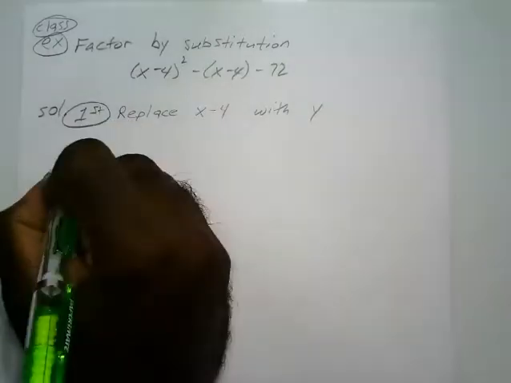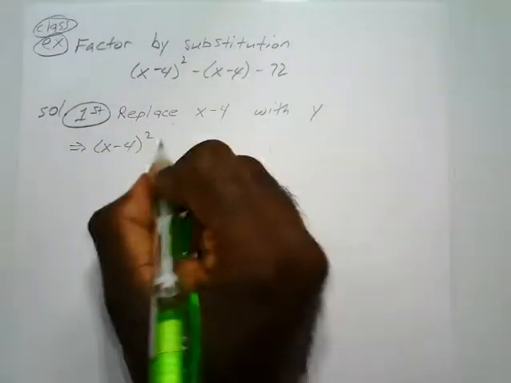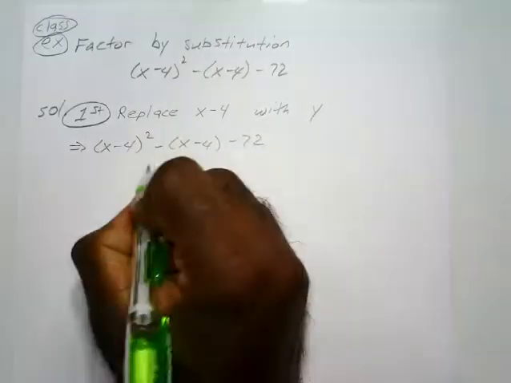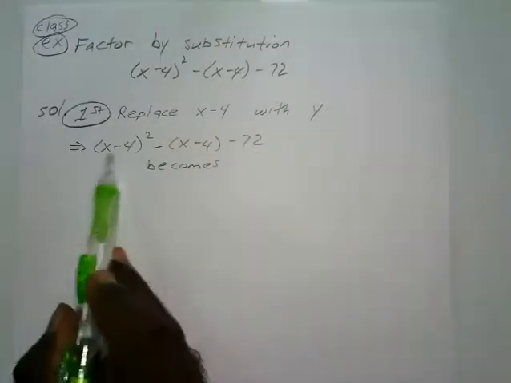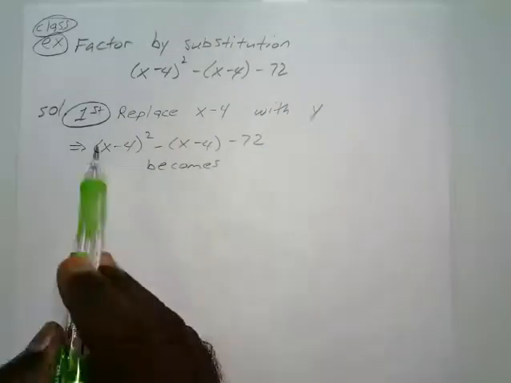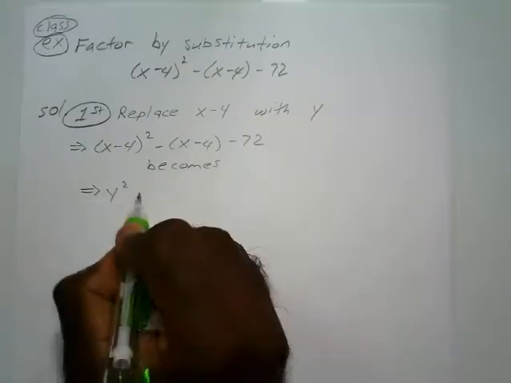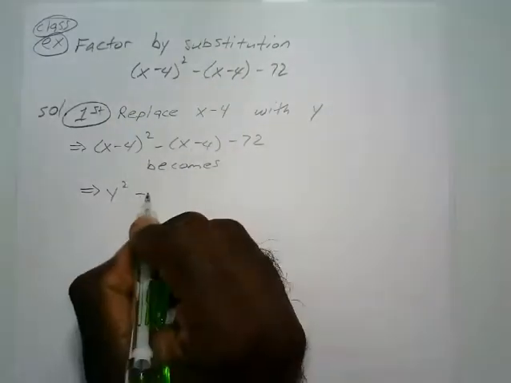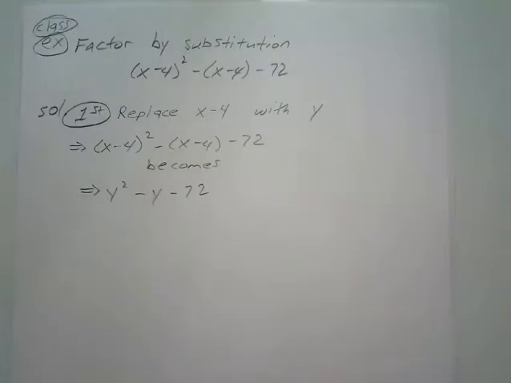Alright, so that means our x minus 4 squared minus x minus 4 minus 72 becomes, instead of x minus 4 squared, we'll just have y squared. So y squared minus, instead of minus x minus 4, it's just minus y. Minus 72. Okay, so our second step, we factor.